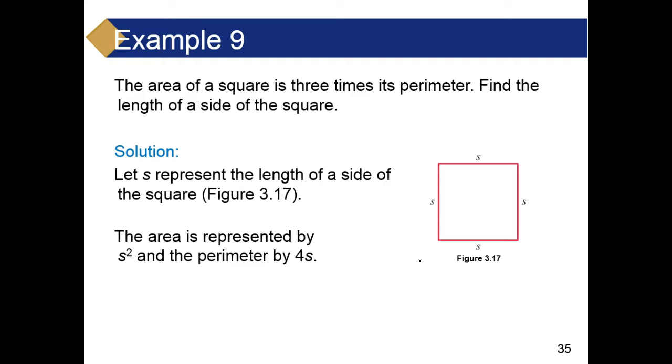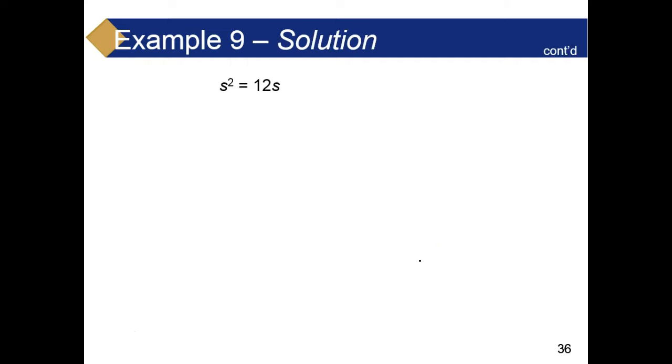So then we take that sentence at the top and write that down. S squared is equal to 3 times perimeter 4S. Exactly what we got, except we used L. It doesn't matter. And how do we go about solving that? S squared is equal to 12S. We subtract 12S from both sides, and then we factor it. S times S minus 12 equals 0.